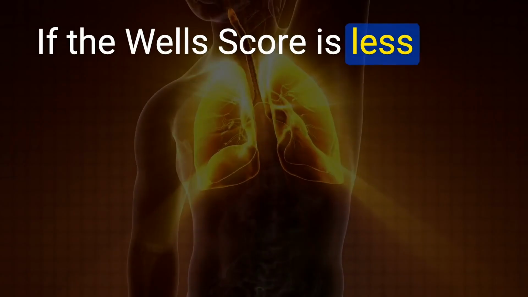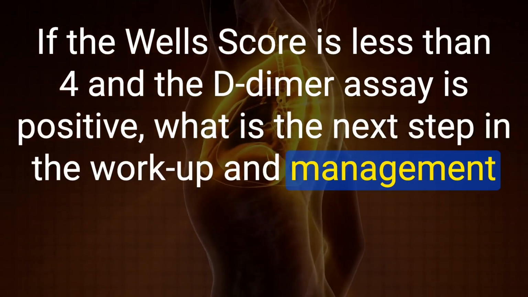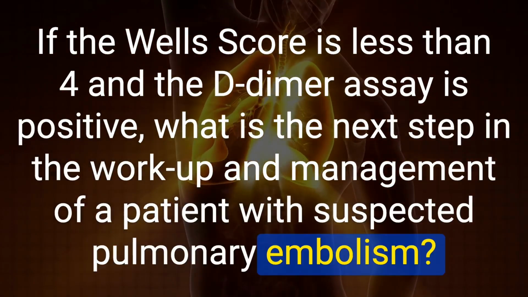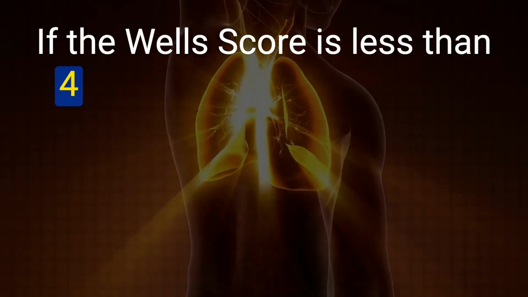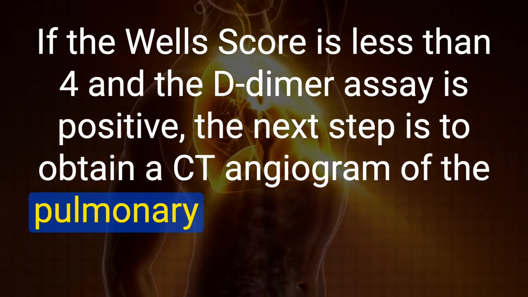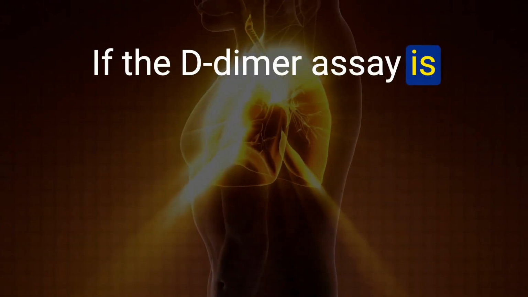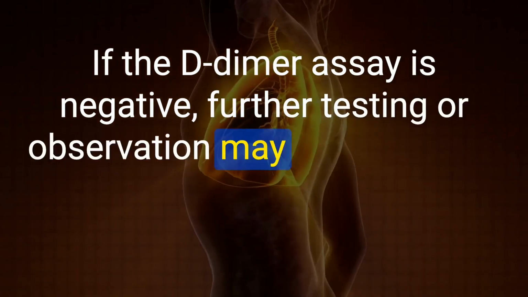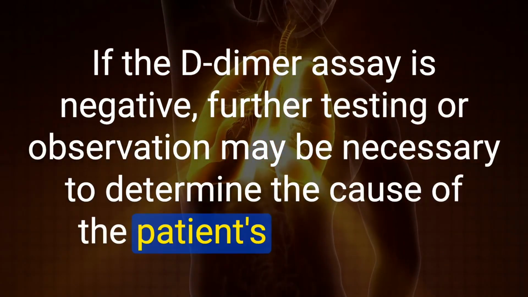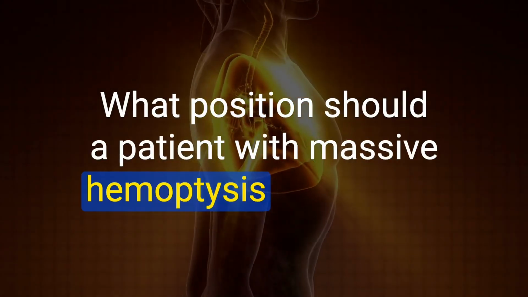If the Wells score is less than 4 and the D-dimer assay is positive, what is the next step in the workup and management of a patient with suspected pulmonary embolism? The next step is to obtain a CT angiogram of the pulmonary arteries to confirm or rule out the diagnosis. If the D-dimer assay is negative, further testing or observation may be necessary to determine the cause of the patient's symptoms.